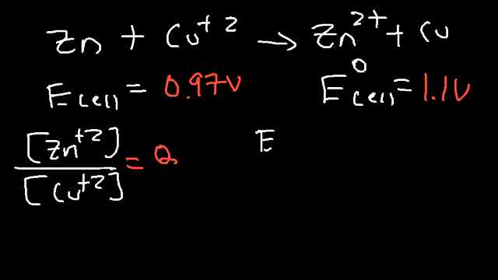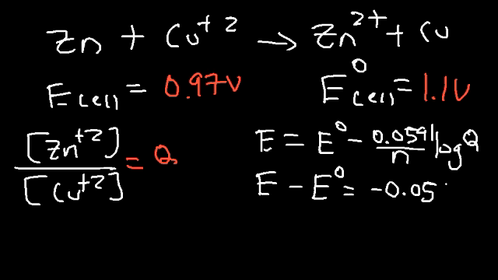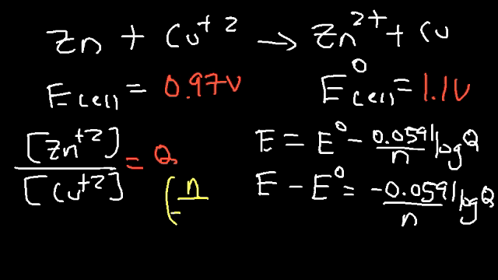So starting with this equation, E equals E naught minus 0.0591 over N log Q, we need to isolate Q. The first thing we should do is subtract the standard cell potential, so E minus E naught. And then what we're going to do next is multiply both sides by N, and at the same time divide by negative 0.0591.